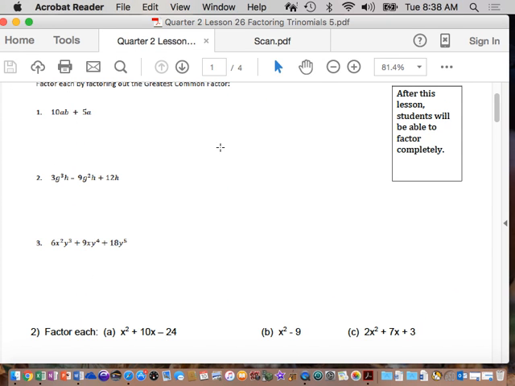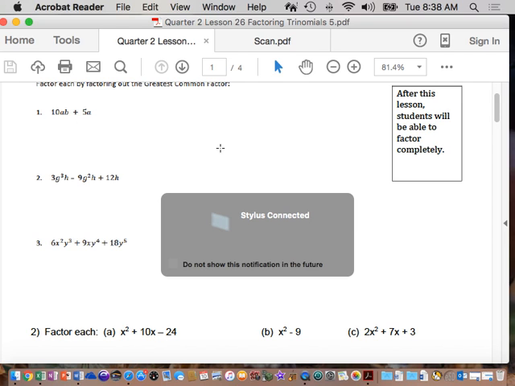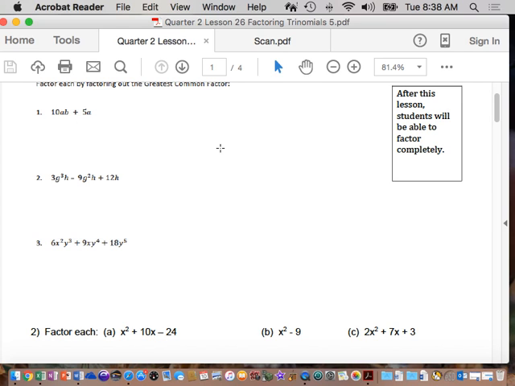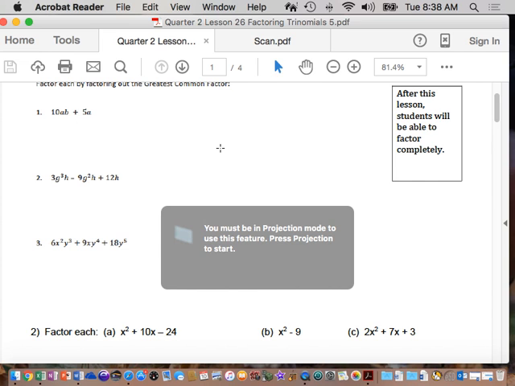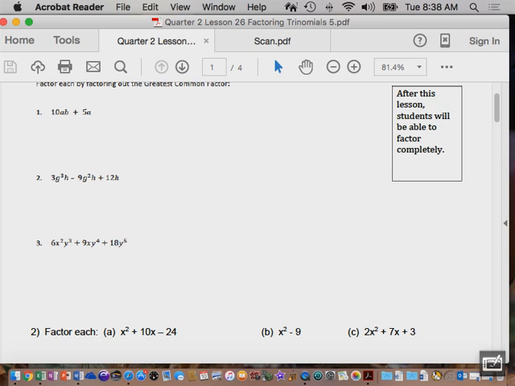Okay. So let's get going on today's do it. And you'll notice that in the directions, they say to factor each by factoring out the greatest common factor. So they're telling you how to do it, which is a very good thing. Okay. So, the first one, what is the greatest common factor? Everybody. 5A. 5A, good. So that's 5A times 2B plus 1.